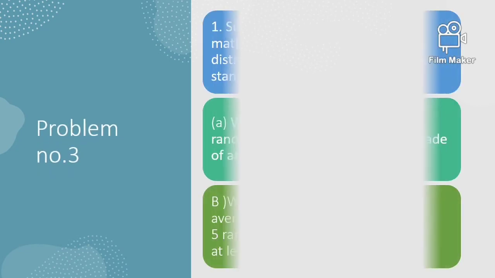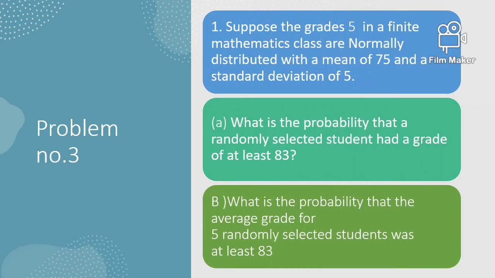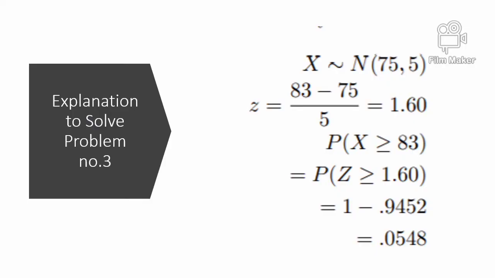Problem number 3. Suppose the grades in a grade 5 mathematics class are normally distributed with a mean of 75 and a standard deviation of 5. What is the probability that a randomly selected student had a grade of at least 83? Letter B. What is the probability that the average grade for 5 randomly selected students was at least 83? So this will be the explanation of problem number 3.